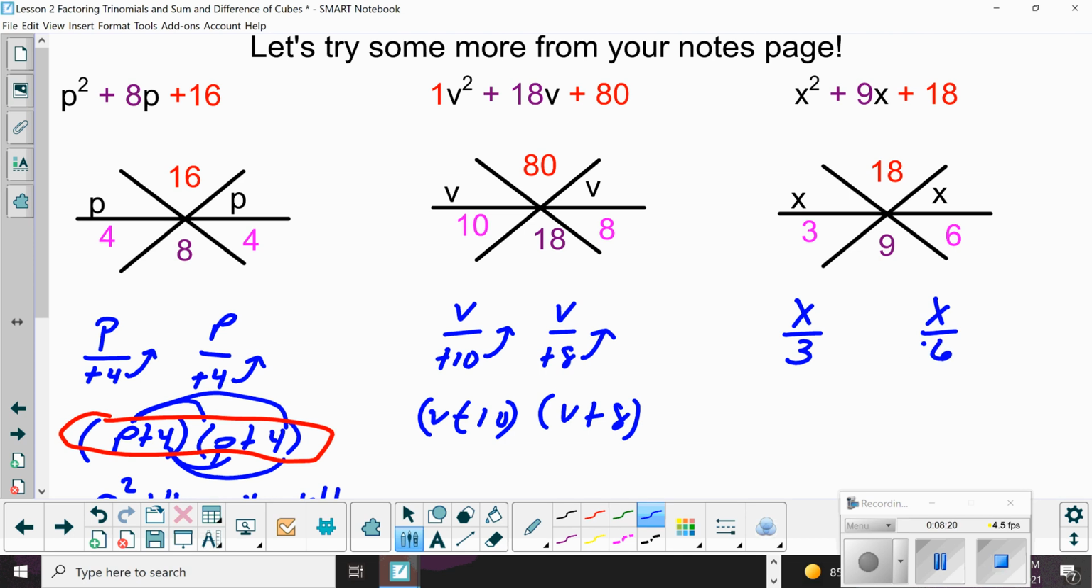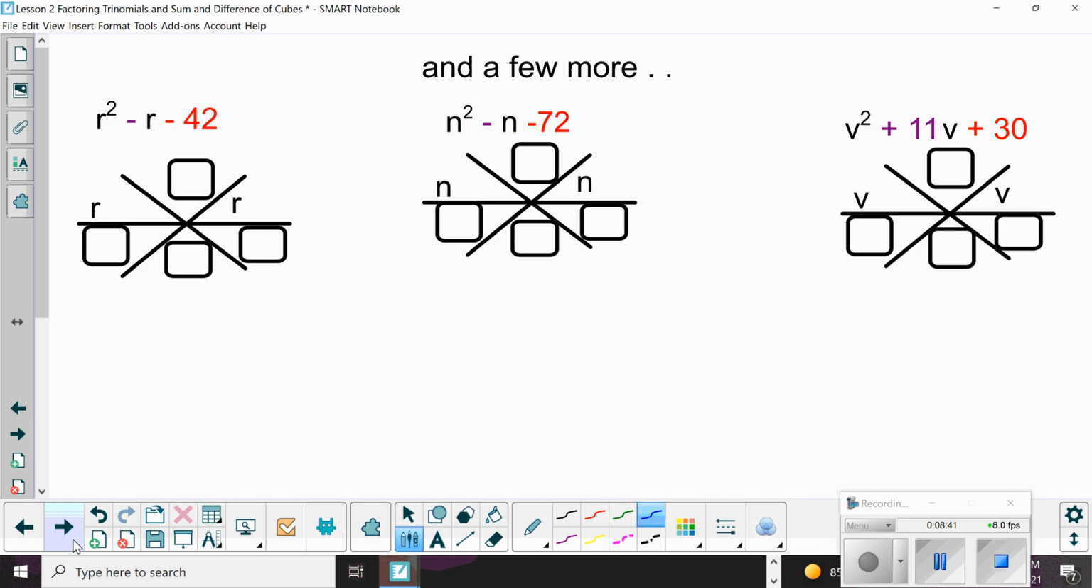You don't have to put the plus here, but if it helps you to remember what you're doing, you can. And then you just do your bottoms up, and your factors are x plus 3 and x plus 6. Okay, this is an important skill. So what I want you to do is pause the video and try these three. When you're done, start the video and see how you did.